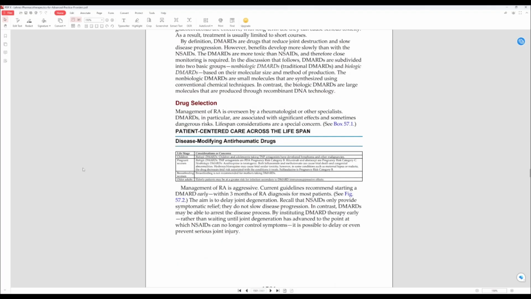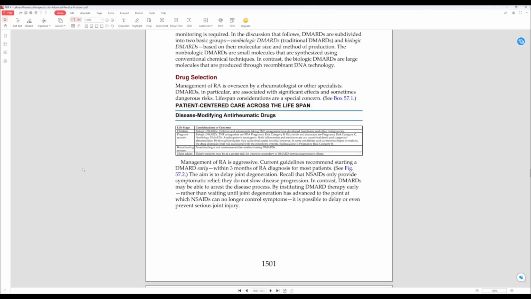Drug selection. Management of rheumatoid arthritis is overseen by a rheumatologist and other specialists. DMARDs, in particular, are associated with significant effects and are sometimes dangerous risks. Lifespan considerations are a special concern. So here's an excellent spot to hit pause to see patient-centered care across the lifespan.